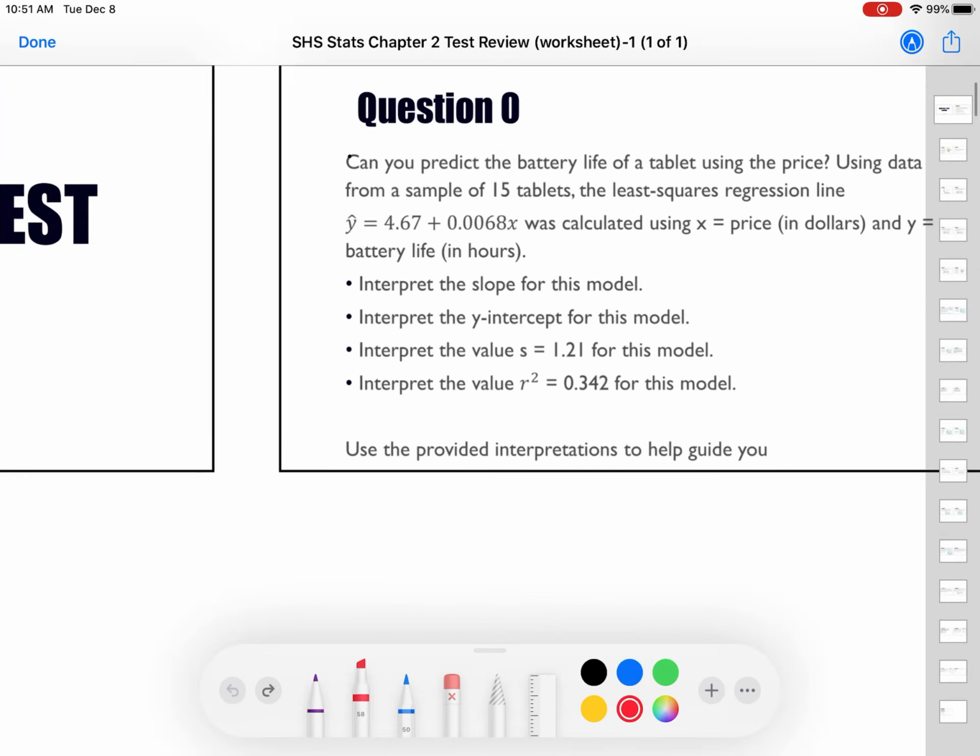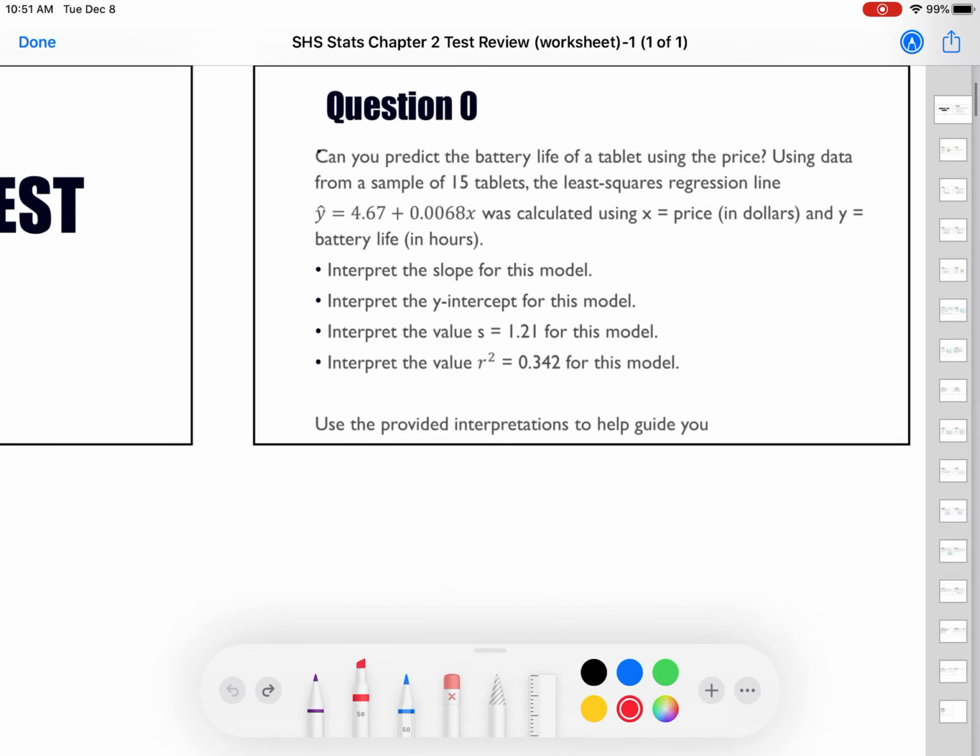Question number 0. Can you predict the battery life of a tablet using the price? Using data from a sample of 15 tablets, the least squares regression line, y hat equals 4.67 plus 0.0068x, was calculated using x equals price in dollars and y is the battery life. Interpret the slope.